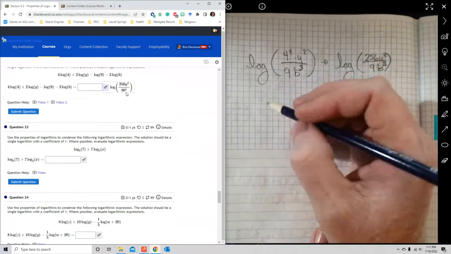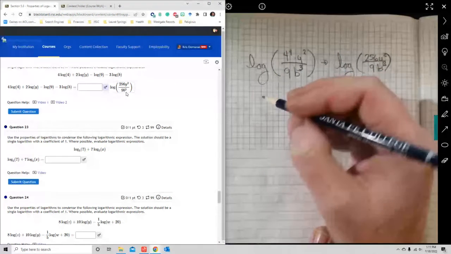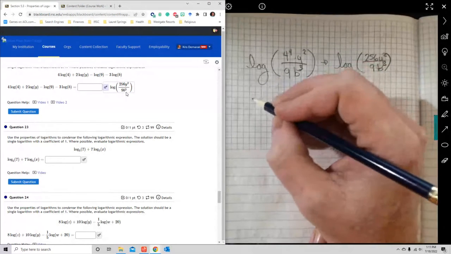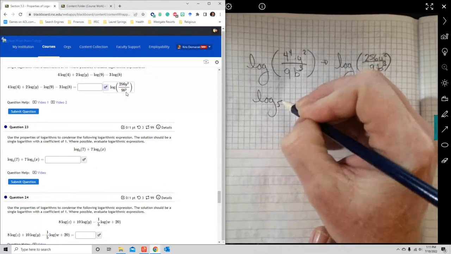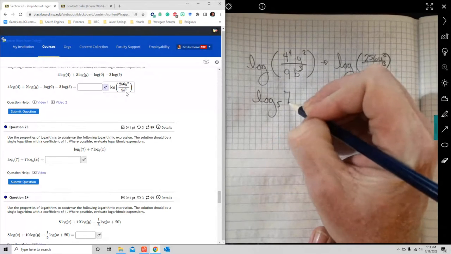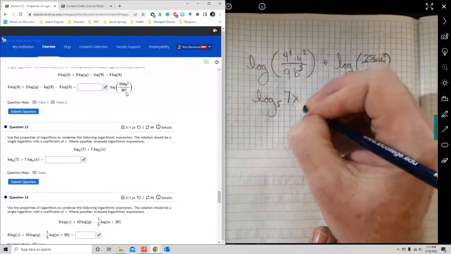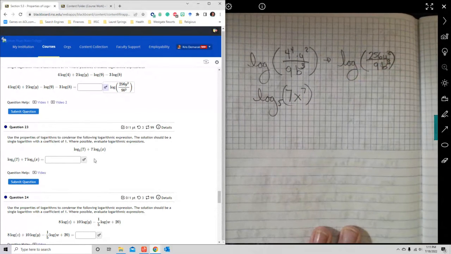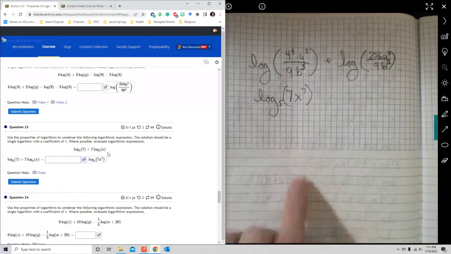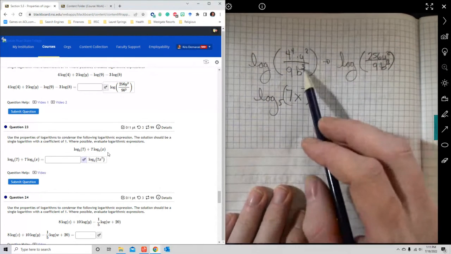All right, now looking at this one, they're both base 5, and they both have a plus sign, so it's multiplication. So it's going to be log base 5 of 7 times x to the 7th power. All right, that one's easy. And I got that one right. I didn't miss anything.